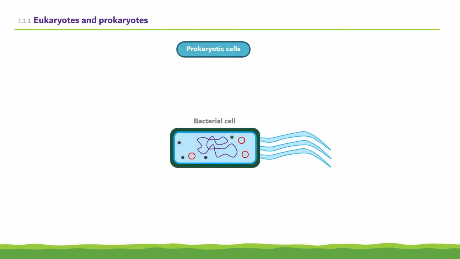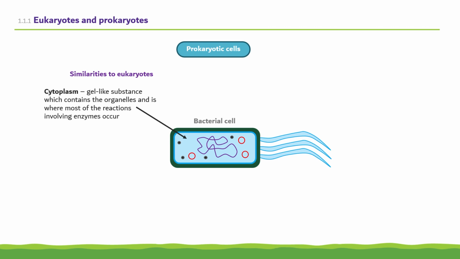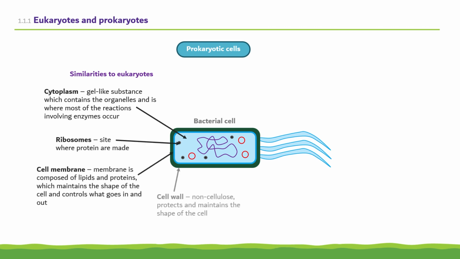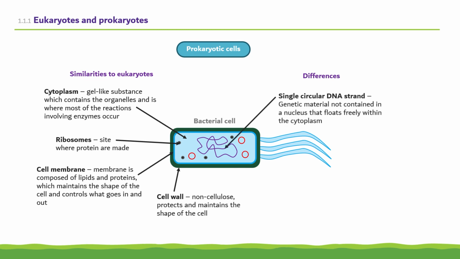A bacterial cell is an example of a prokaryotic cell. Prokaryotic cells have some shared features with eukaryotic cells, but have some changes and subtractions too. Beginning with the similarities, prokaryotic cells have cytoplasm, contain ribosomes, are enclosed by both a cell membrane and a cell wall. However, the cell wall is not made up of cellulose like in plants. The differences are that the bacterial cell has a single circular DNA strand as its genetic material, which is not contained within a nucleus and instead floats freely within the cytoplasm.